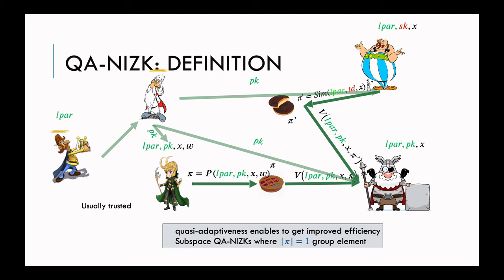And as I mentioned, the fact that we have this quasi-adaptiveness enables us to get improved efficiency. There are KNIZKs for linear subspaces where the argument length is just one group element, while the best known adaptive NIZKs for the same language have linearly long arguments.